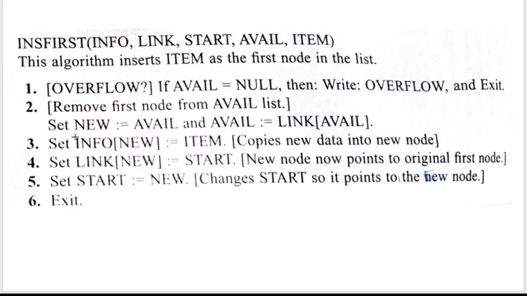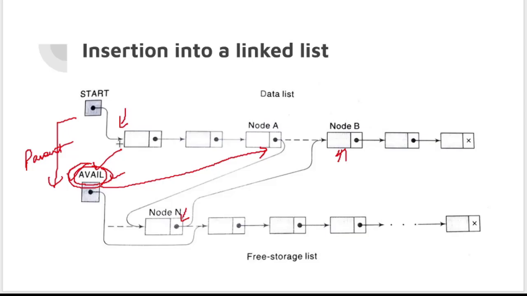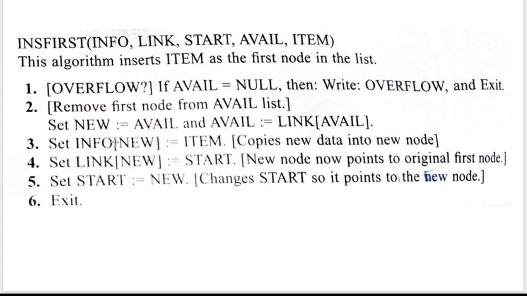Now we will look at the algorithm. This is the simplest algorithm, for inserting an element at the first or starting point of the linked list. We are going to insert the item, and here we are also using the avail list. Firstly, we will check for the overflow condition, which means the linked list is already filled and there is no space available in the avail list. So we check for the overflow condition in the first step.